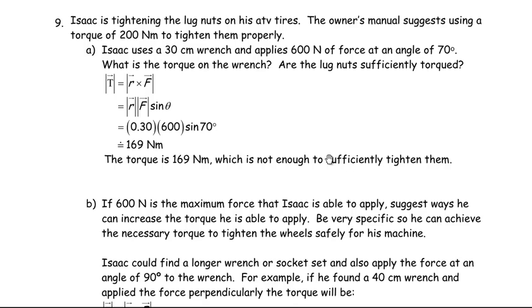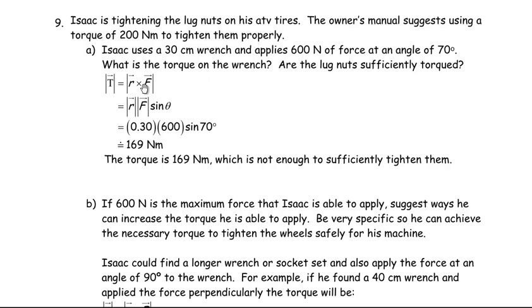Second last question here, number 9. Isaac is tightening the lug nuts on his ATV tires. The owner's manual suggests using a torque of 200 Newton meters to tighten them properly. And you're told that Isaac uses a 30 centimeter wrench and applies 600 newtons of force at an angle of 70 degrees. You're asked, what is the torque on the wrench? Are the lug nuts sufficiently torqued? Which means, is it safe?